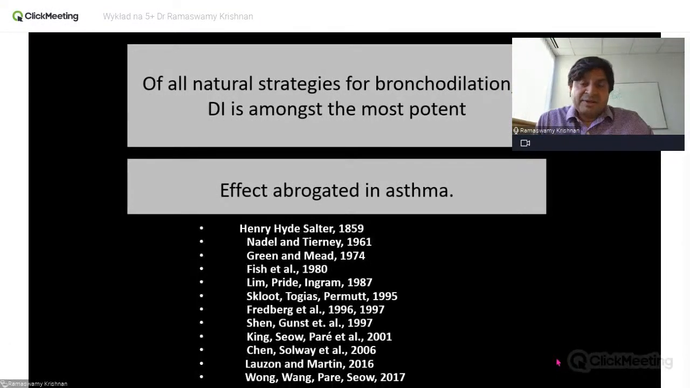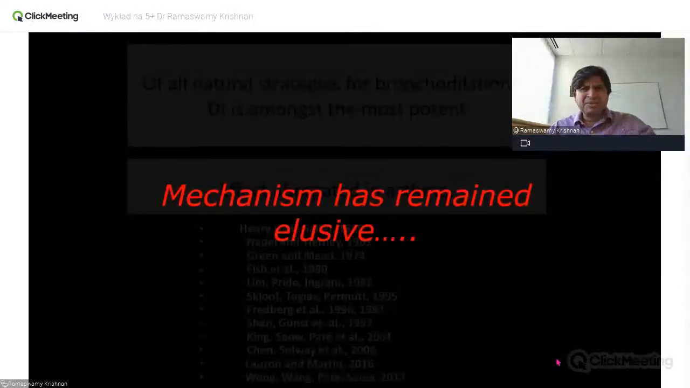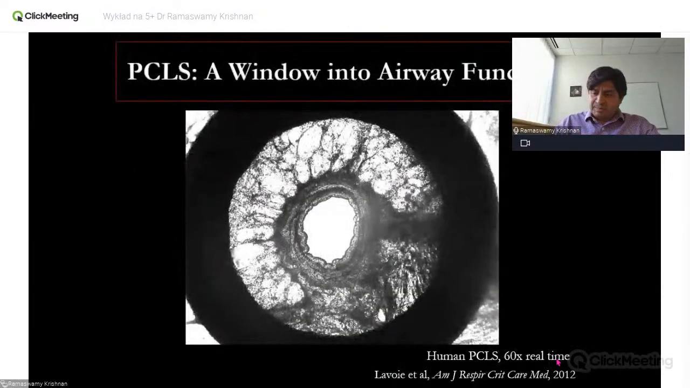Now, this is not my discovery. It has been experienced by asthmatics for as long as asthma has been around, and it has been known by scientists for upwards of 150 years. They've discovered important roles for airway smooth muscle mass, airway smooth muscle tone, and contraction. But the mechanism of why this is different between normal and asthma has remained elusive. Let's look at this problem again.